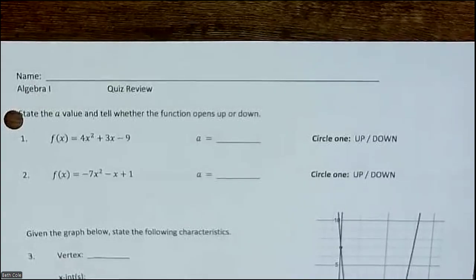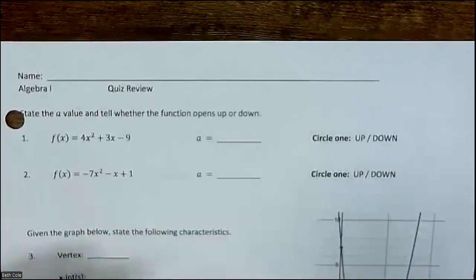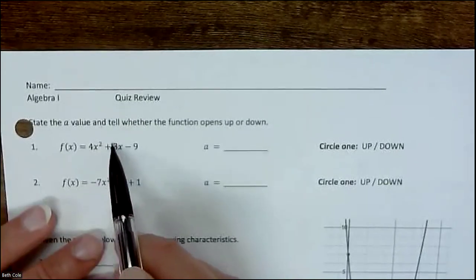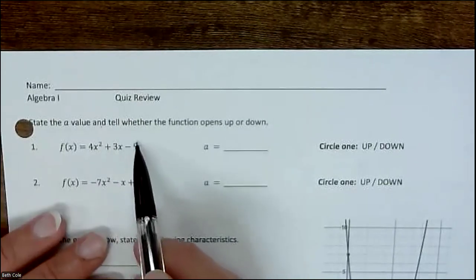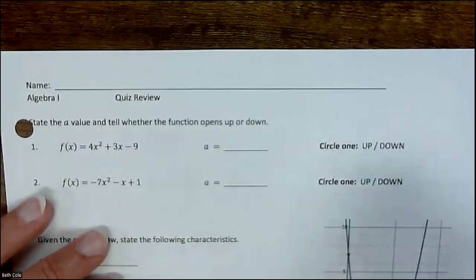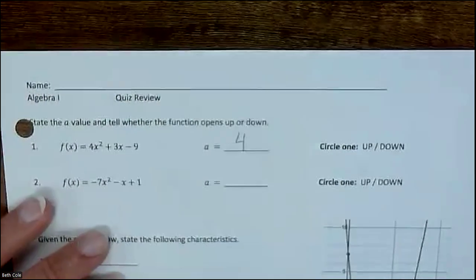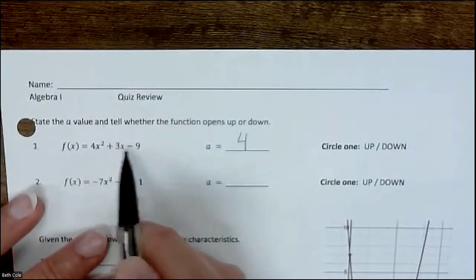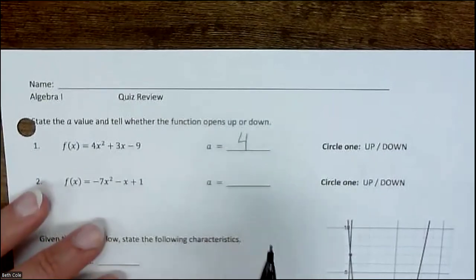So for these first two, we're just going to write out the A value and circle up or down. So you have A, B, and C. A is whatever's with the x squared. B is whatever coefficient is with the x. C is your leftover number. So which one of those is A? Well, just 4. It's just the number. Like A is 4, B is 3, C is -9. Just goes A, B, C.